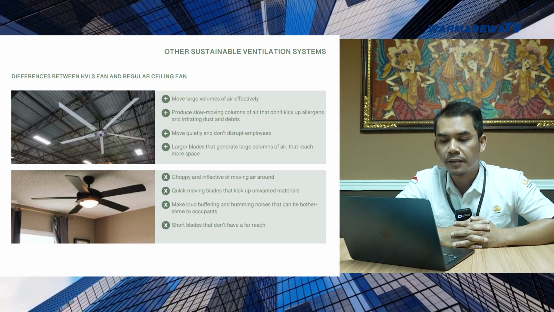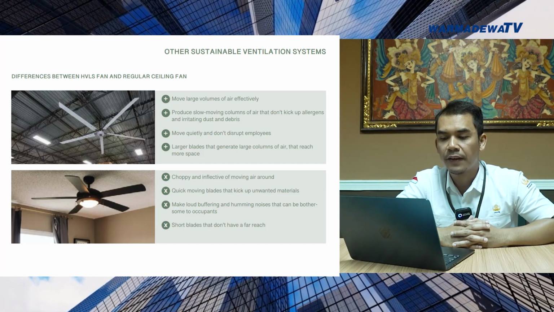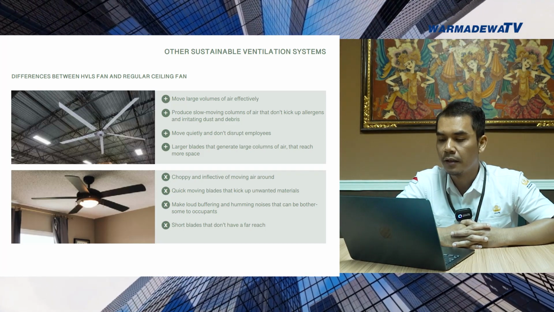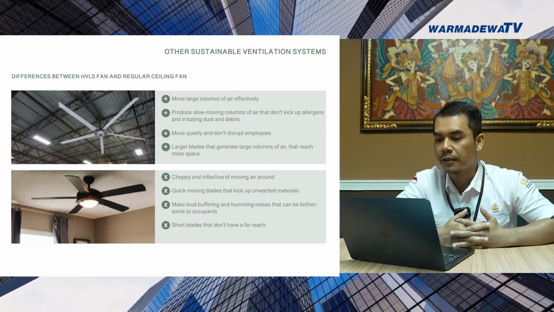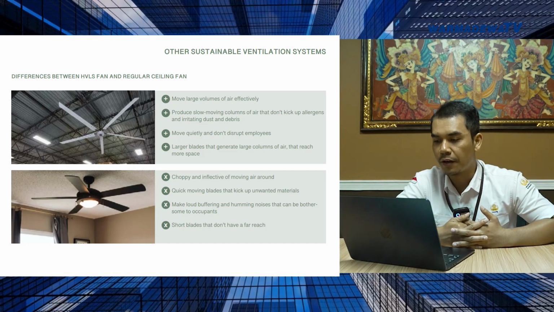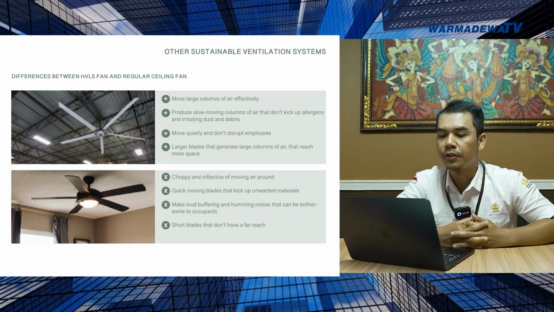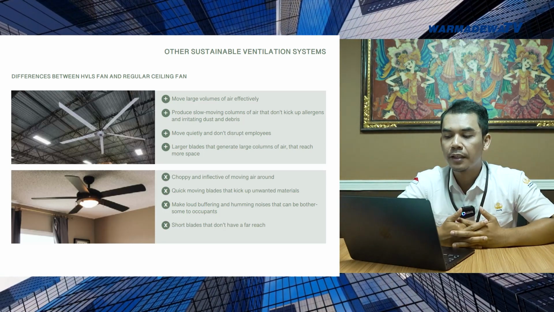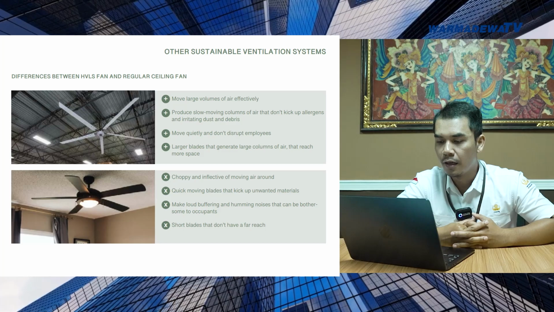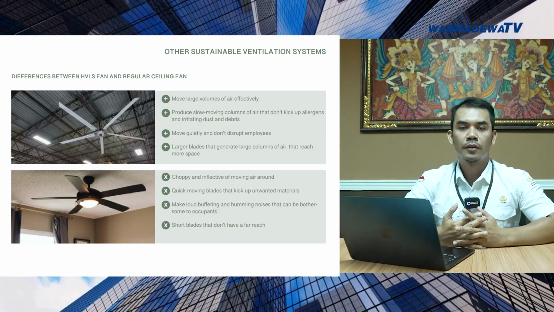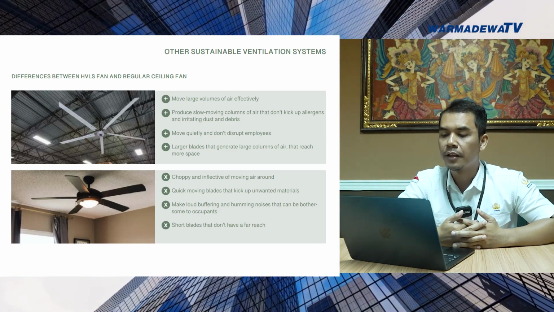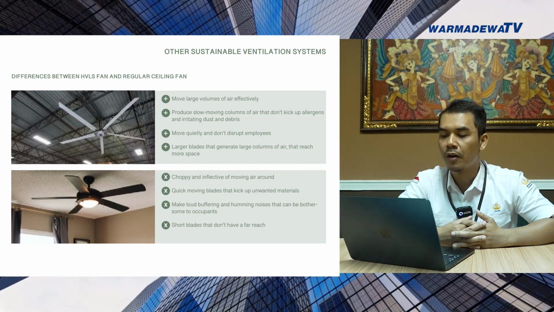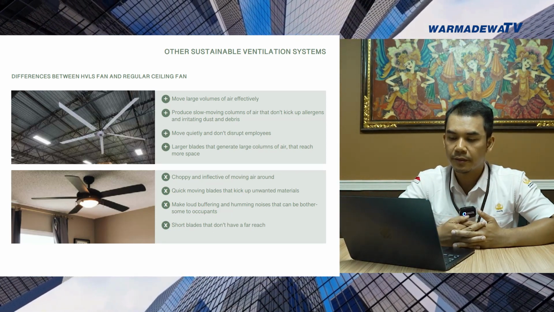So what are the differences between HVLS fan and regular ceiling fan? HVLS fans move large volumes of air effectively. They produce slow-moving columns of air that don't kick up allergens and irritating dust and debris. They move quietly and don't disrupt employees. And they have larger blades that generate large columns of air that can reach more space.